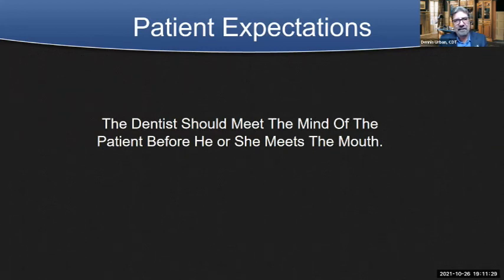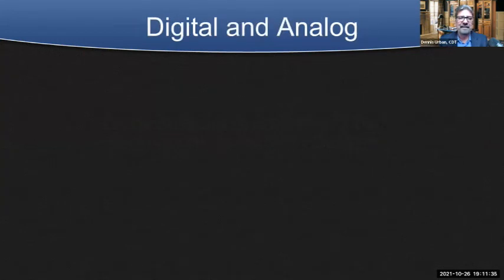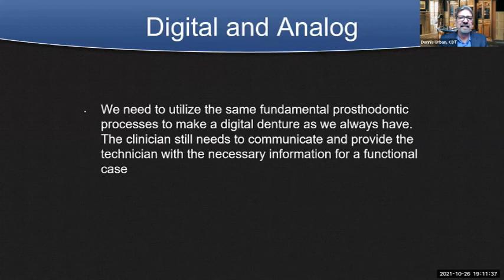We have to have realistic expectations that we can put forth to the patient. And sometimes that's not done. So digital and analog, we still need to utilize the same fundamental prosthodontic processes to make a digital denture as you always have. The clinician still needs to communicate and provide the technician with the necessary information for a functional case.